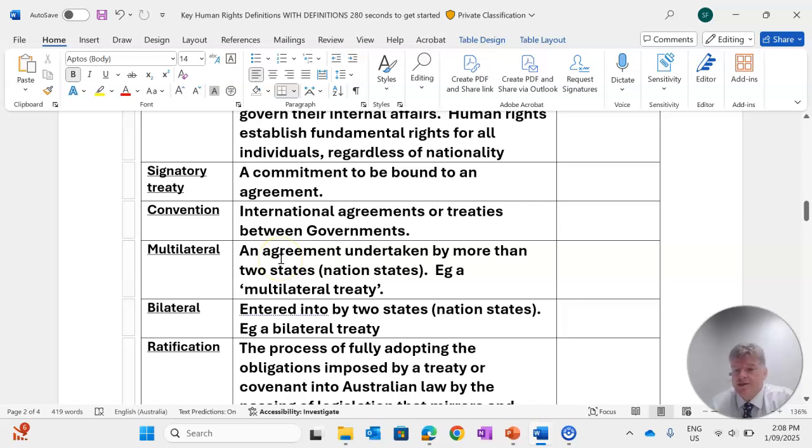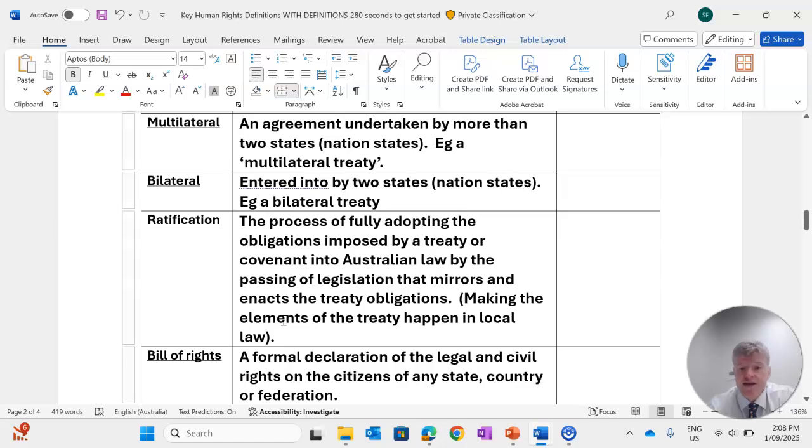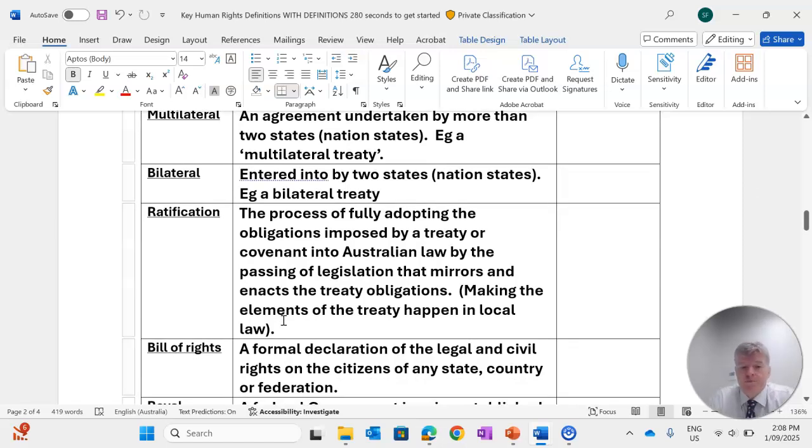Multilateral means some agreement is signed by more than two states. Bilateral is two states, two nation states. So bi meaning two, like bicycle. Ratification. So this is the process of adopting an obligation involved through signing a treaty into Australian law by passing the legislation. It's not just Australian law, it's any country that signs. They then have to take that human rights, if it's a human rights treaty that they've signed, take that and bring it into their local law.